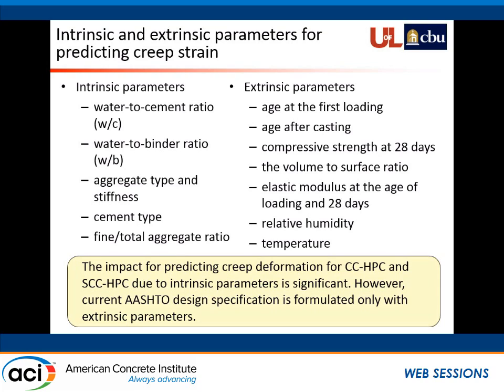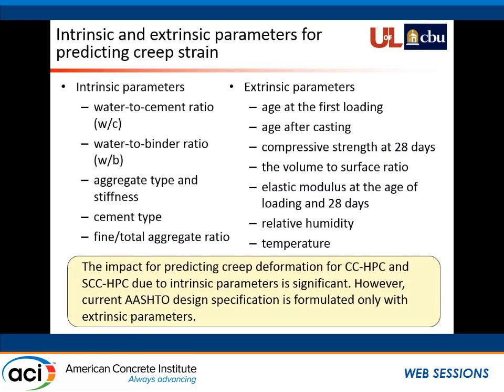So what we are using now is the age of first loading, like when we release the pre-stress strands, or when we apply the dead load and live load. And the age of casting, that is the life of the bridge structure, so that we can predict the creep deformation and then deflection. And then the 28-day strength, the volume-to-surface ratio, which is the dimension of the bridge girders, and the elastic modulus at 28 days. Relative humidity or temperature can also be included as extrinsic parameters.